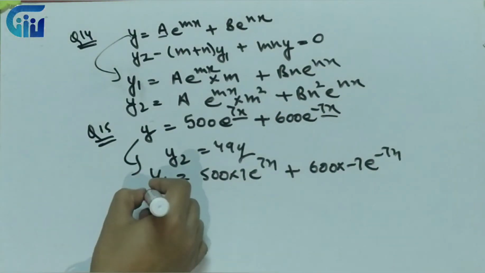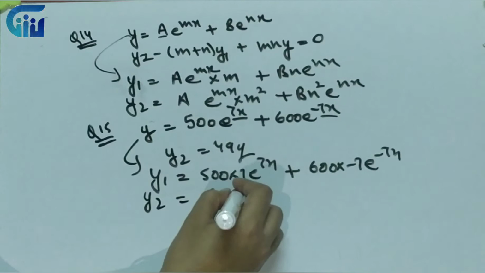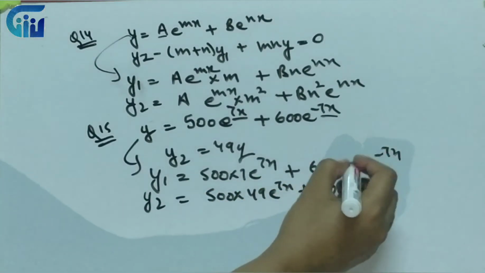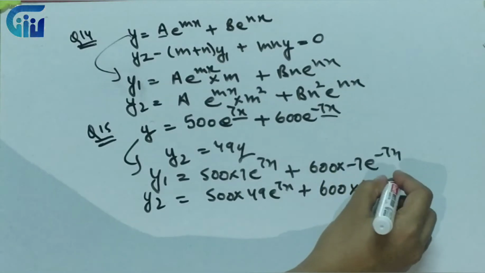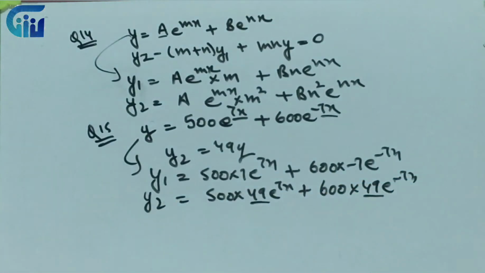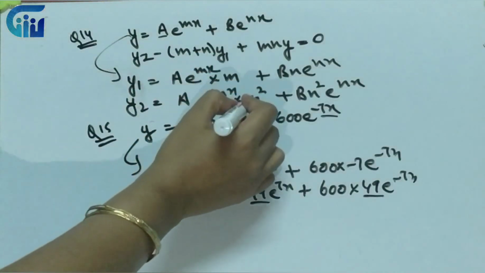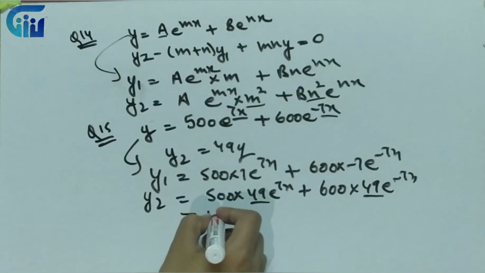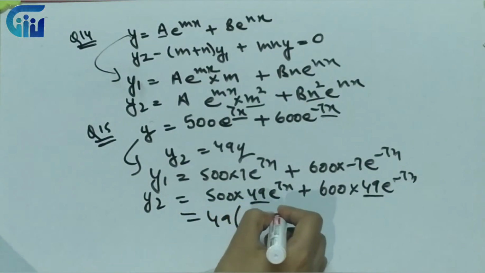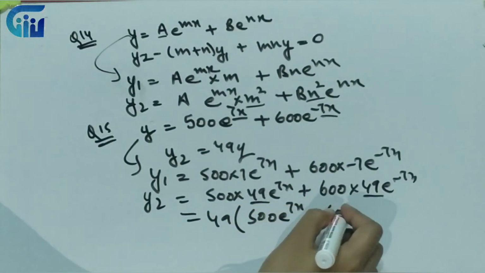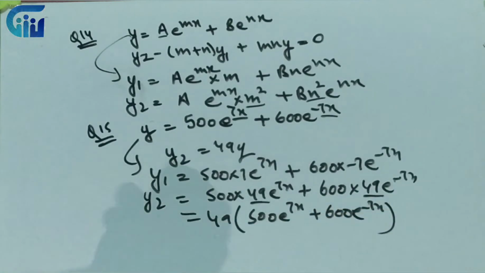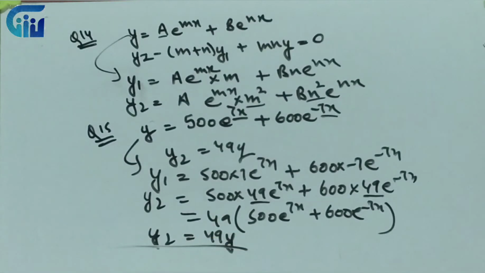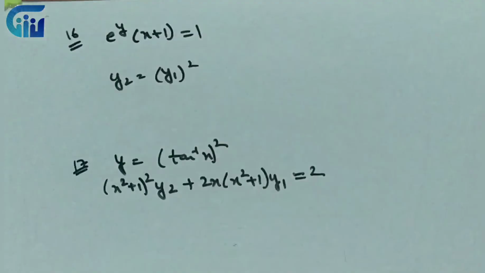So if I differentiate it again, what we will get? 500, so 7 into 7 will be 49 e^7x, plus this will be 600, minus 7 into minus 7 will be 49 e^(-7x). Over here what I observe, I can take 49 common, but in the previous question it was m square and n square, they were different, so we were not able to take anything common. So here if I take 49 common, whatever is left within the bracket is the original expression, right? So original expression means I can write it as y. So hence the result. On to question number 16.